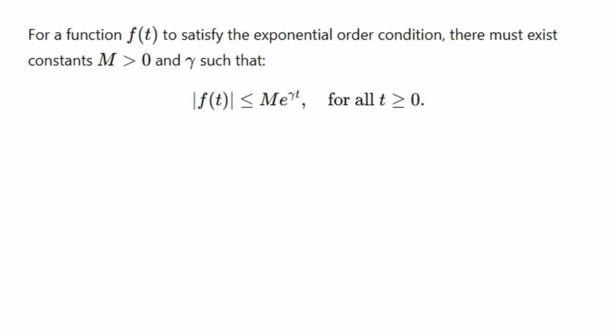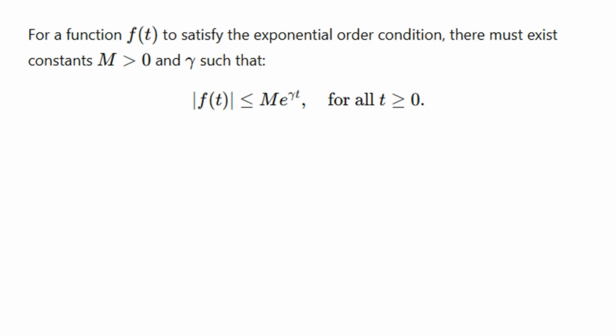We've been talking about this expression: the absolute value of f of t must be less than or equal to m exponential gamma of t, and so far the only two things we've said about it are that m must be a constant greater than 0, and gamma must also be a constant that can be 0, and it can also be greater than 0. Now the third thing I want to call your attention to is that this expression holds when t is 0 or t is greater than 0.